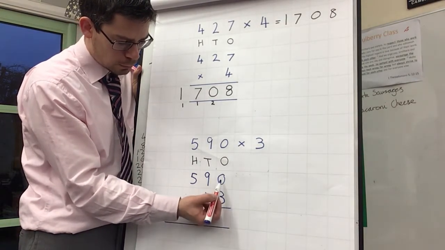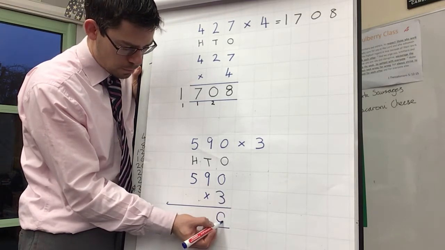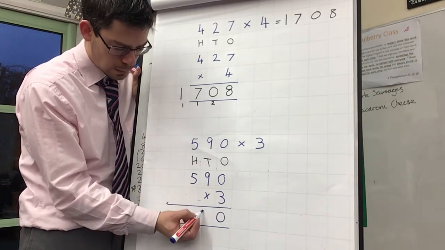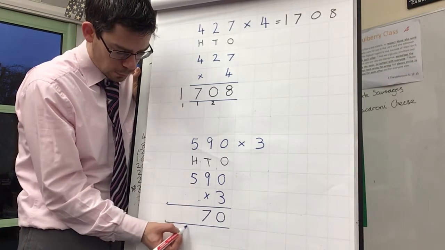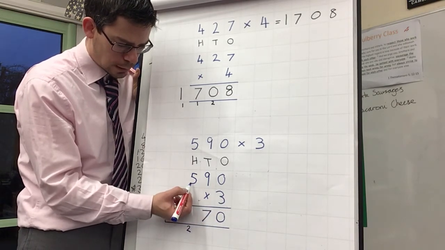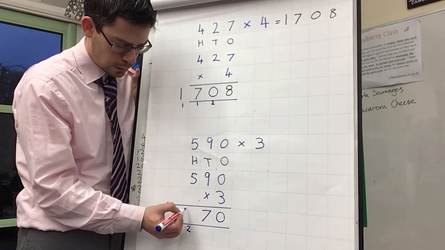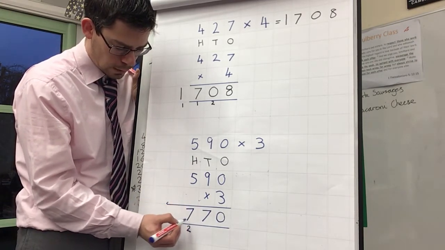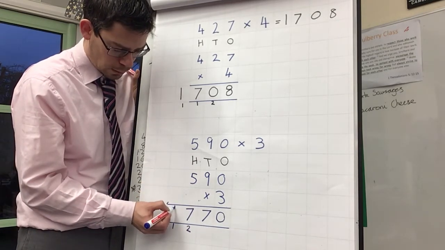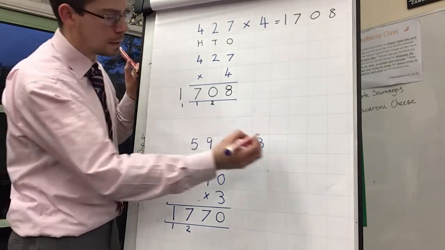So 3 times no ones, 3 times nothing is nothing. 3 times 9 tens is 27 tens. So there's the 7 of the 27, there's the 2. 3 times 5 hundreds is 15 hundreds. Add 2 more, 17 hundreds. So the 7's going to go in here. And then I've got 1 extra. There's nothing else to multiply by, so that 1 will now come up there. 1770.